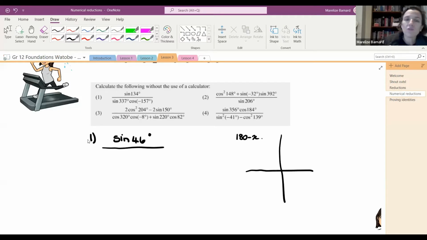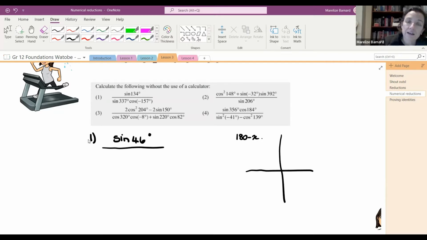Now, if you are still confused about reductions, I want you to go on your calculator and say, what is sine of 134? I get 0.7193, and then also do sine of 46, and you'll see you get the same, 0.7193. Okay, so sine of 46 and sine of 134 is exactly the same number. Those numbers are equal, but we always reduce to an acute angle. That's what reduction is all about. Right, let's do the next one.